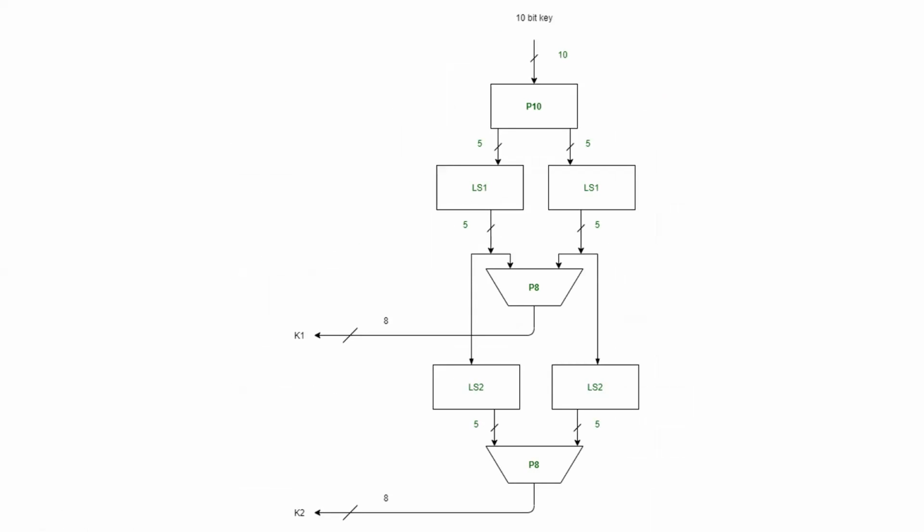So this is the key generation process. In the key generation algorithm, we accept the 10-bit key and convert it into 2 8-bit keys, K1 and K2. And these K1 and K2 are both shared by the sender and receiver, since it is a symmetric approach. In key generation, we use 3 functions, which are P10, P8, and left shift.